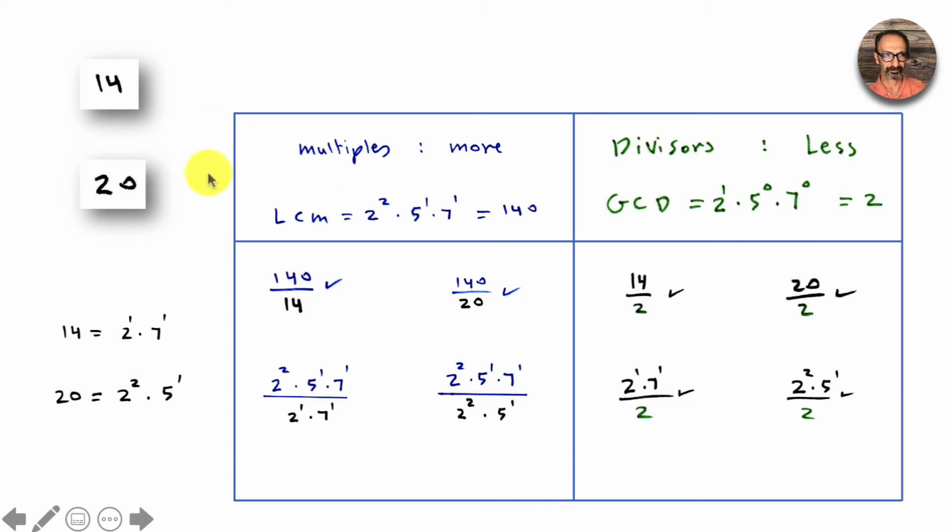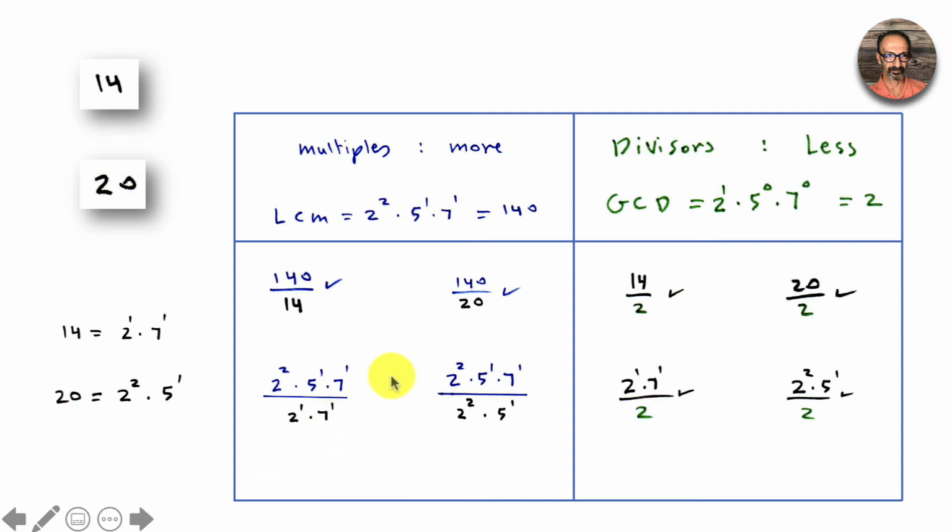Here's 14 and 20. Looking at 14 and 20 as prime factorization product. Multiples will go for more. The LCM go for more 2s and more 5s and more 7s. Now 140 divided by 14 and 140 divided by 20. Check. We could see that. Using the prime power factorization, that means it divides by 14 and it divides by 20, but I'm using the prime powers.